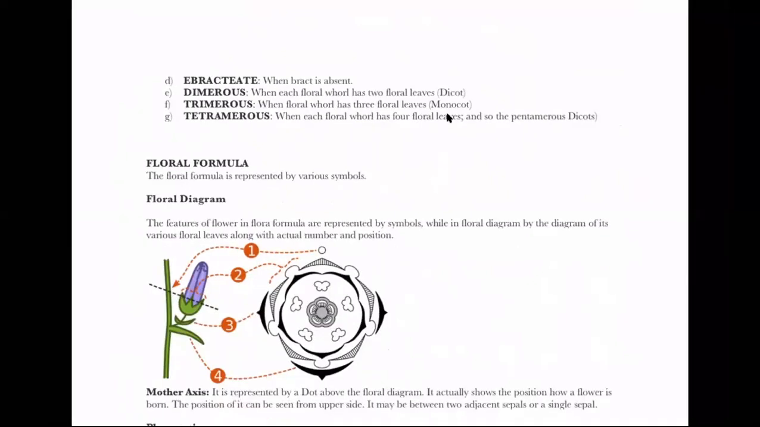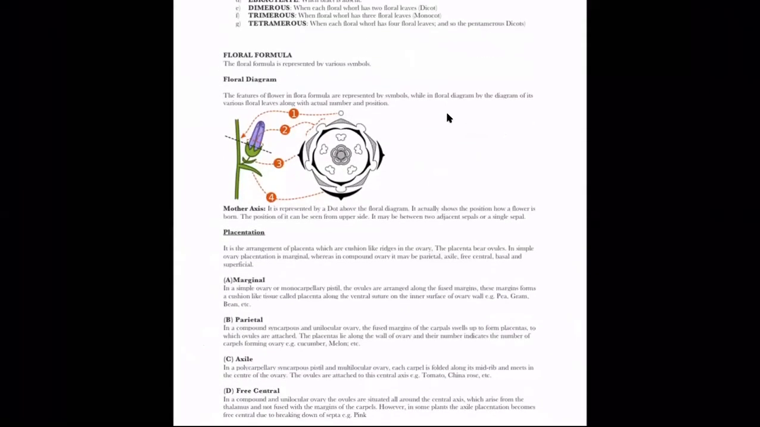Okay. The flower could also be dimerous, trimerous, or tetramerous. Okay. Dimerous is when each flower whorl has only two floral leaves. When a flower whorl has three floral leaves, it is known as trimerous, as in monocots. And tetramerous is when each flower whorl has four floral leaves. Okay. And so the pentamerous dicots. ठीक है ये आप छोड़ दो too much. ये भी actually dimerous and trimerous भी याद रखने की जरूरत नहीं आता ठीक है बस बेसिक याद रखो sessile and pediculated और बहुत है याद रखो.